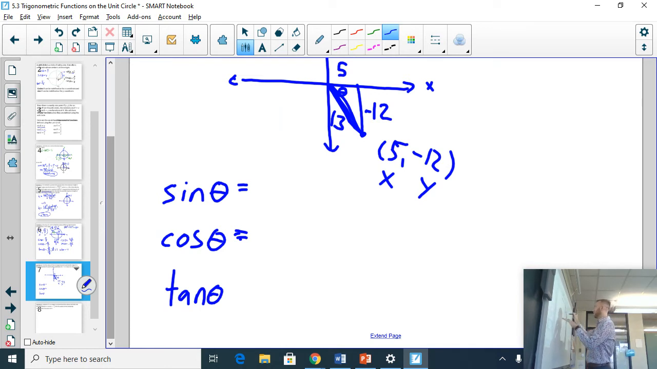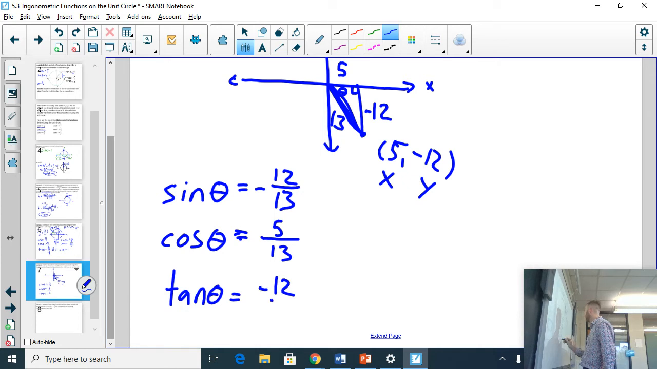So sine is opposite, which is -12, over hypotenuse, which is now 13. So we've made a right triangle right there, and that's what I use more than thinking of the unit circle. Now cosine of theta is going to be adjacent, which is +5, over hypotenuse, 13. And then tangent of theta is opposite over adjacent, sorry, TOA. So -12 over adjacent, which is 5.